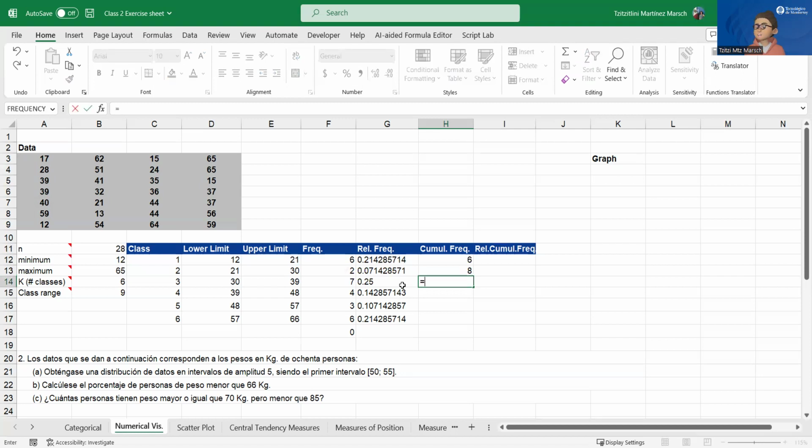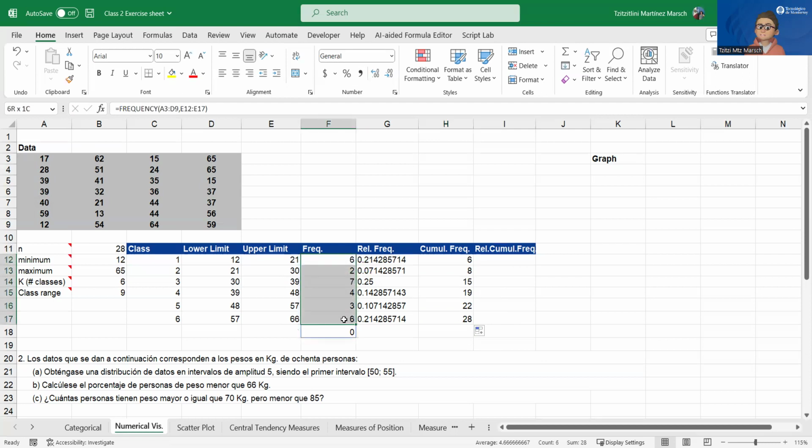For class 3, it's everything we've accumulated from class 1 and 2, which is the 8, plus what we're now bringing in with class 3, which is 7. We can pull down the formula, and the sum of everything we've accumulated is going to be the 28, which is the same as if I was to add all of these together, the n.